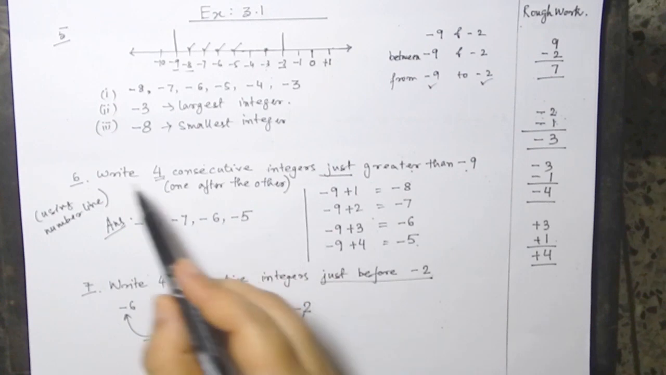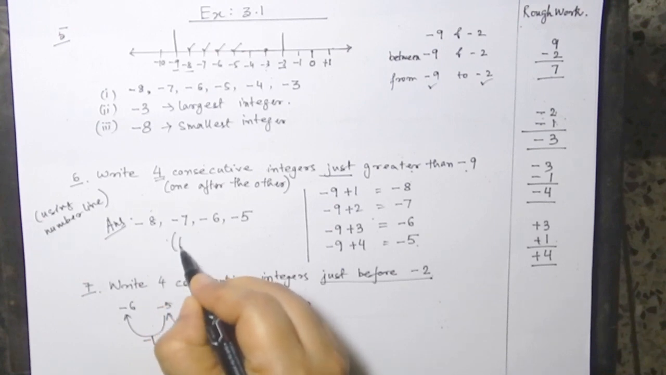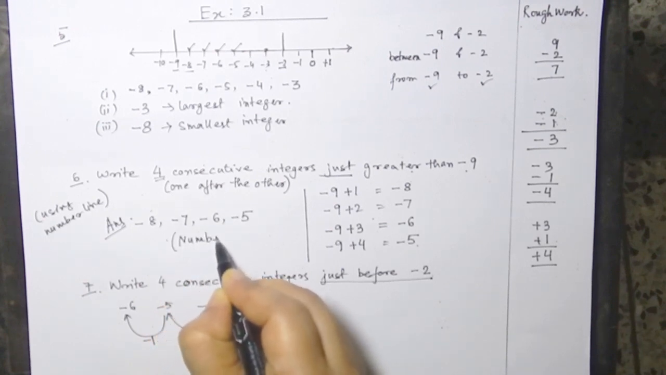So in these two sums, I have done them in different methods. One is using the number line. This is using the number line.